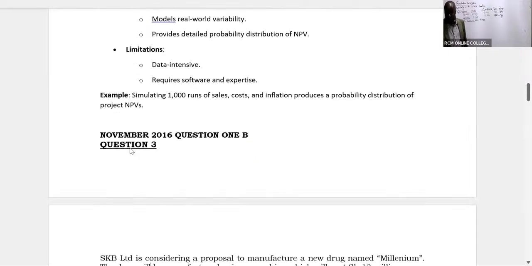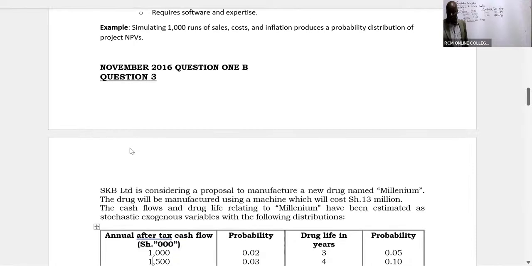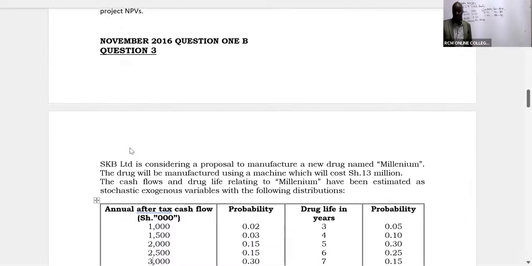I would want us to look, it's quite an old question. November 2016, question number 1B. November 2016, question number 1B. It is there. SKB. Are we there? SKB.